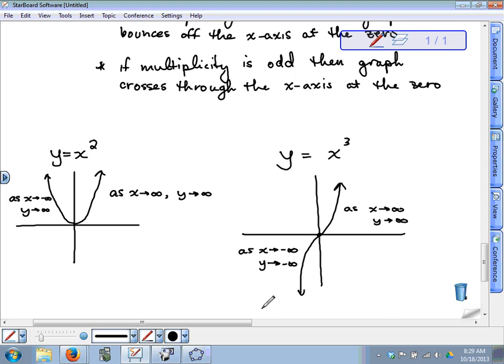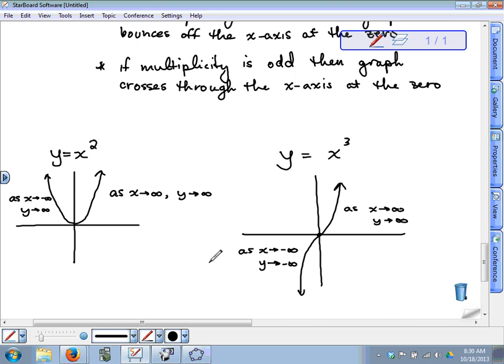The key to remember here, both sides of the graph are not traveling to the same spot. One's going up to positive infinity, the other side is going to negative infinity. Why is that? The exponent is odd. And these are really the only two you need to remember. Because every other graph that I had on that GeoGebra part, didn't every other graph essentially look like one of these two? Okay. This is what's called end behavior.